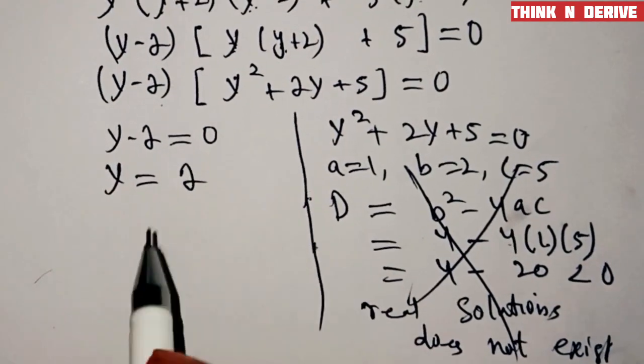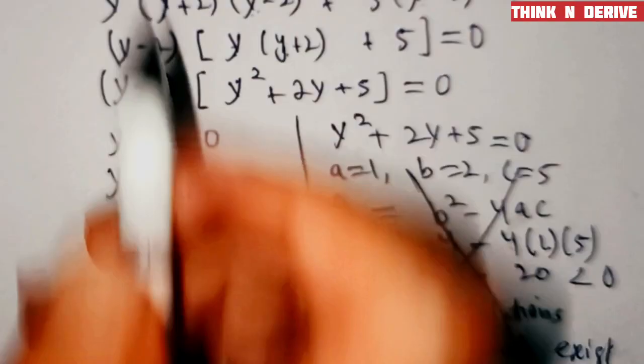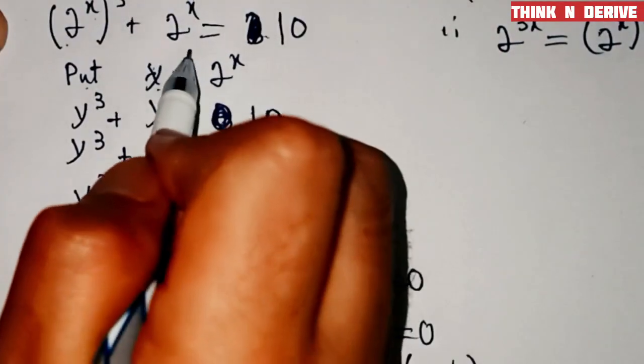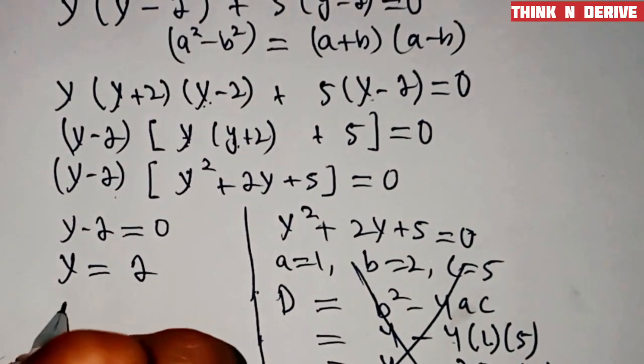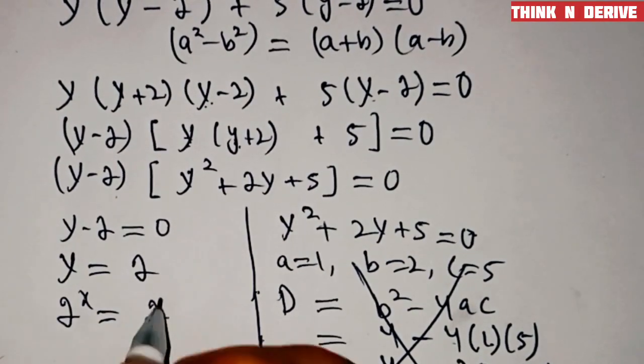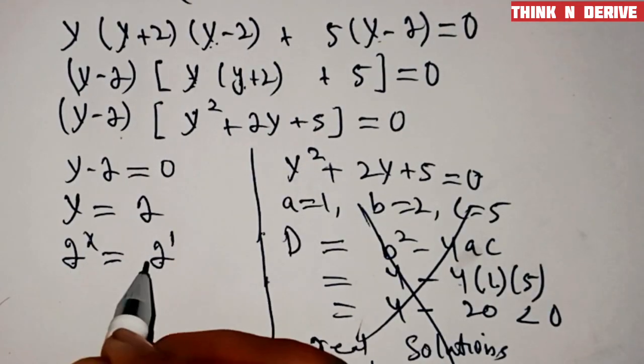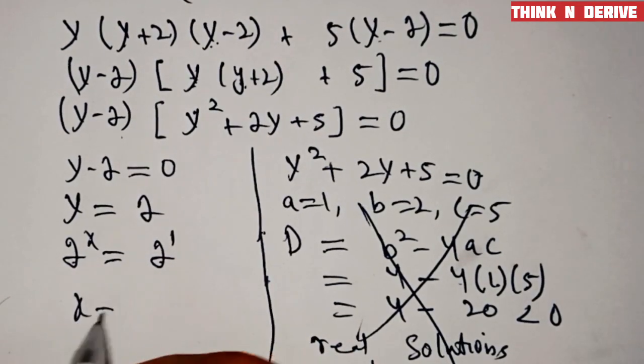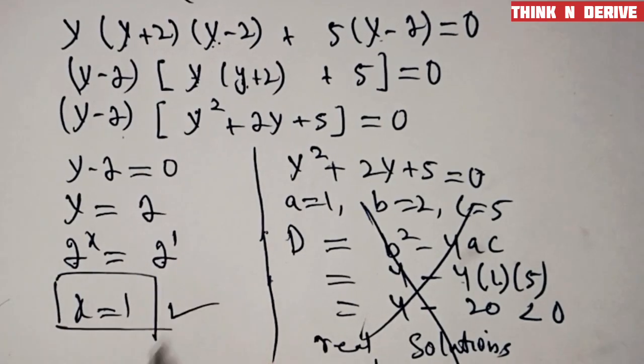So y is equal to 2. Now substitute the value of y, that is 2 power x. So 2 power x is equal to 2, or 2 power 1. Since the bases are the same on both sides, the powers are equal, that is x equals 1. This is the solution. Now we'll verify this.